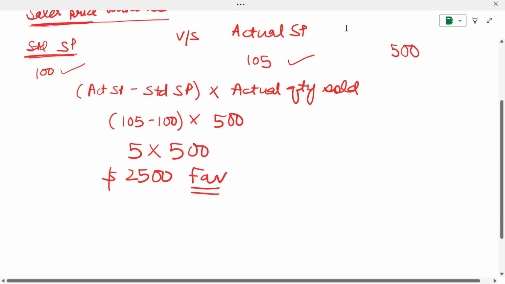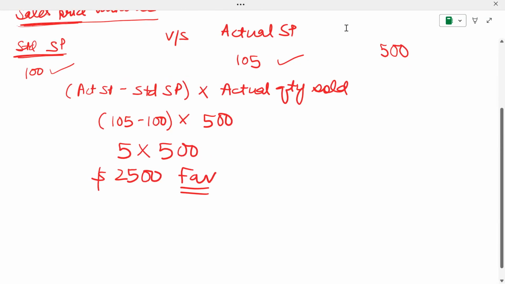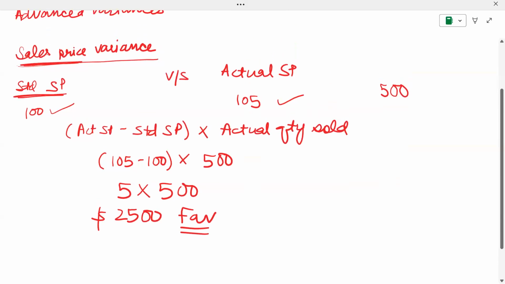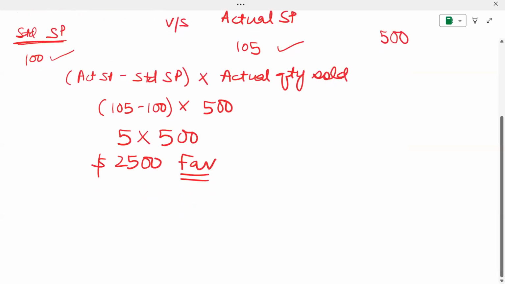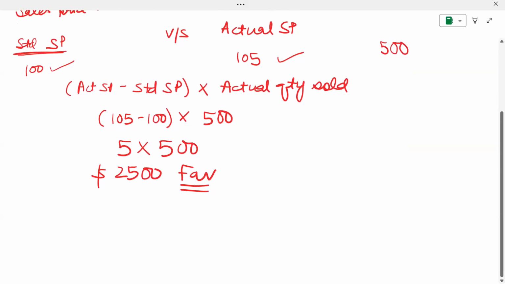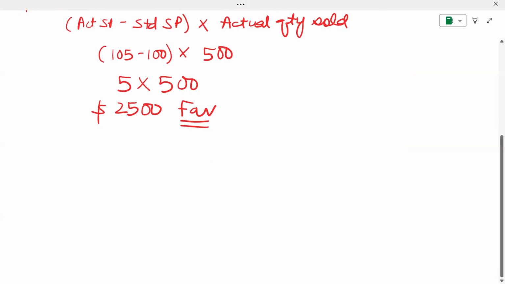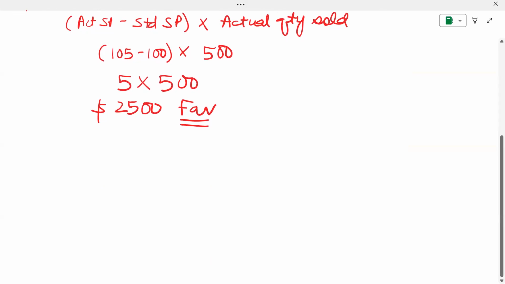So I hope that with the logic, it's getting clear to you. We are looking at how much sales price should have been and how much it actually was. Should have been 100, actually was 105, so favorable for us. Similarly, if you reverse these figures, 105 was your standard and you actually ended up selling in the market for 100, then you've made an adverse variance of $2,500.